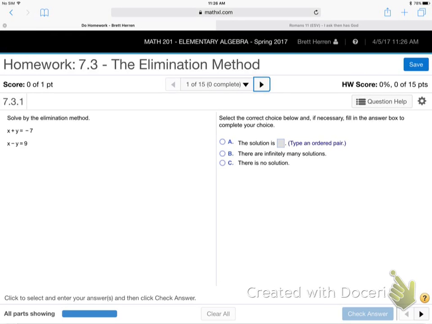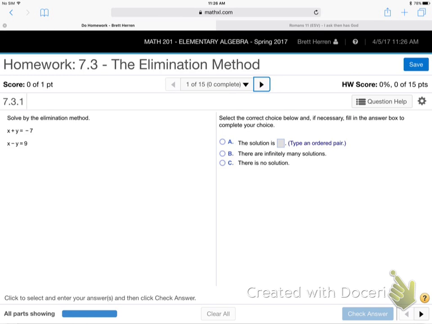All right, we're in 7.3. I'm going to kind of do things backwards at this point. I'm going to go 7.3, 7.2, 7.1. It's a little easier that way. So you'll notice that's in the homework as well. It's in that order. All right, 7.3, the elimination method. All right, how do we do it?